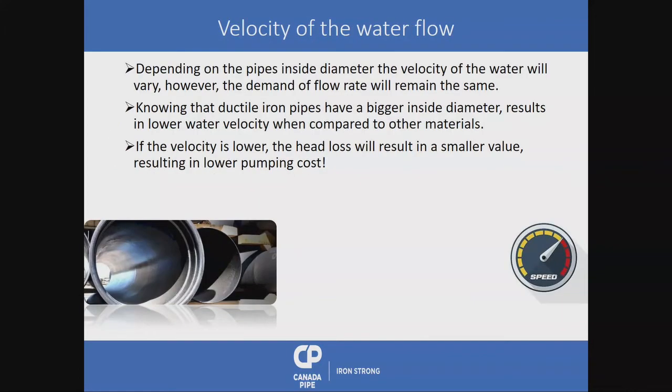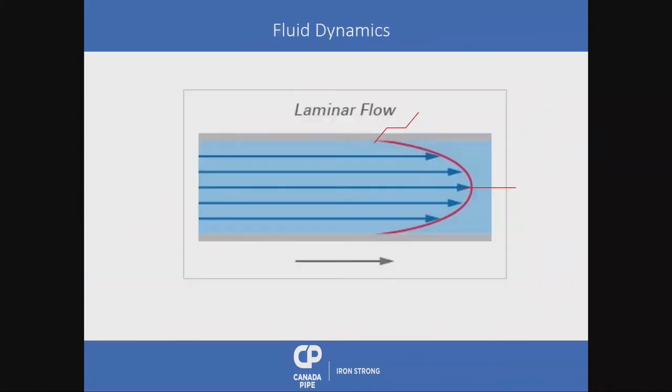Velocity of water flow is really important. When we're depending on pipes, the velocity of water will vary, but the demand for the flow rate will always stay the same, or it'll increase. It'll always increase or stay the same. It'll never, ever get lower. So knowing that ductile iron pipes have a bigger inside diameter results in lower velocity compared to other materials. If the velocity is lower, the head loss will result in a smaller value, and that's lowering your pumping cost and your energy consumption. Let's talk about fluid dynamics.